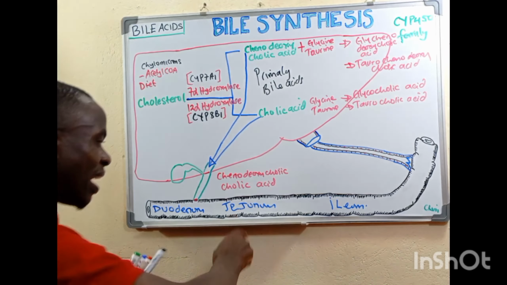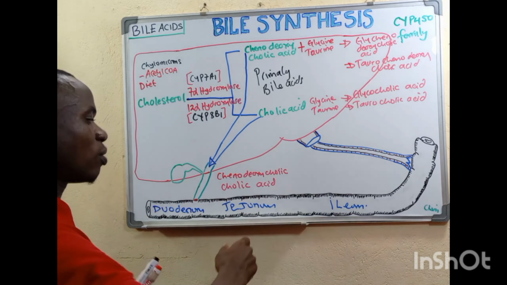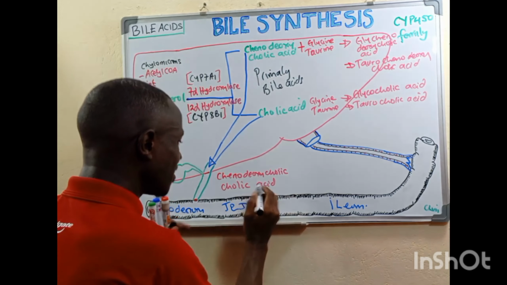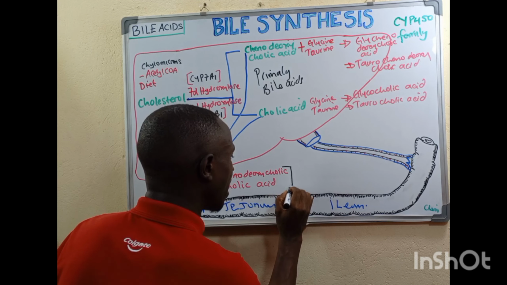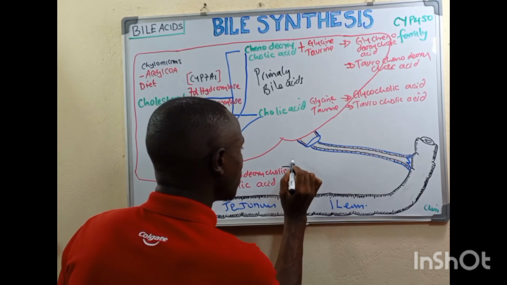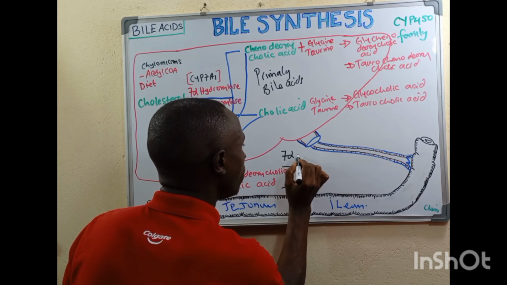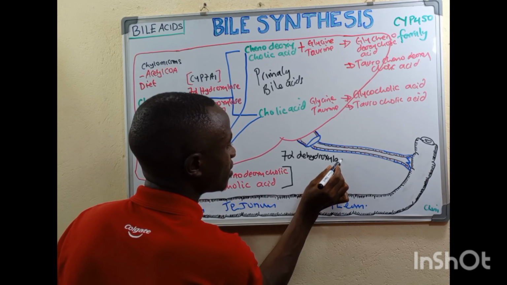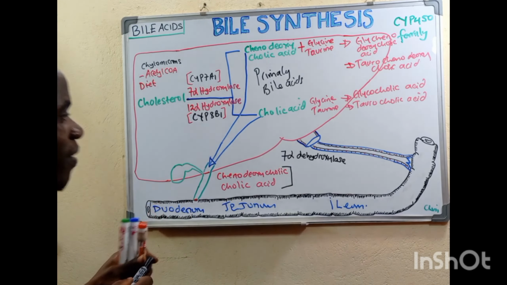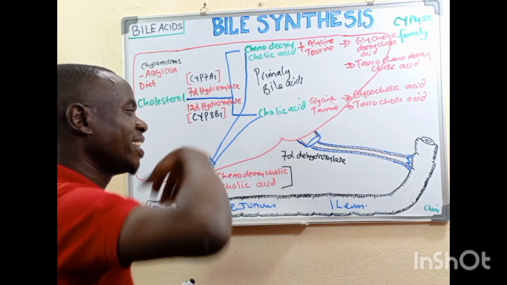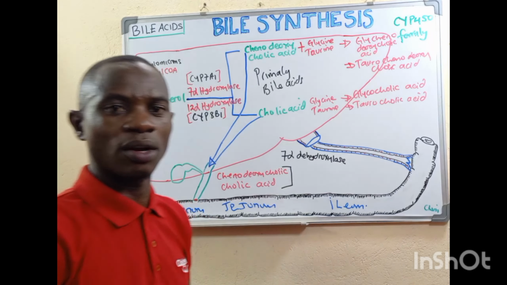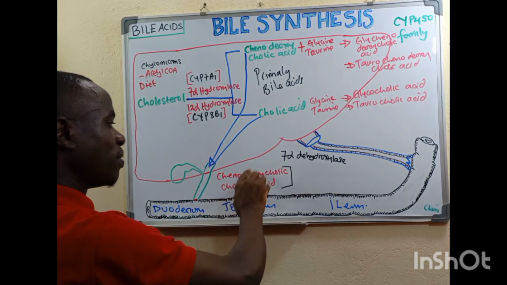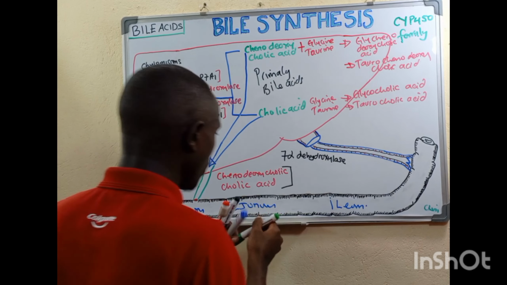When they come in contact and are broken down by the enzymes produced by the microbiota, do you know what these enzymes are called? The enzyme that breaks down these primary bile acids is called 7-alpha dehydroxylase, meaning that it removes the hydroxyl group. Once this enzyme breaks down the primary bile acids, we form the following.